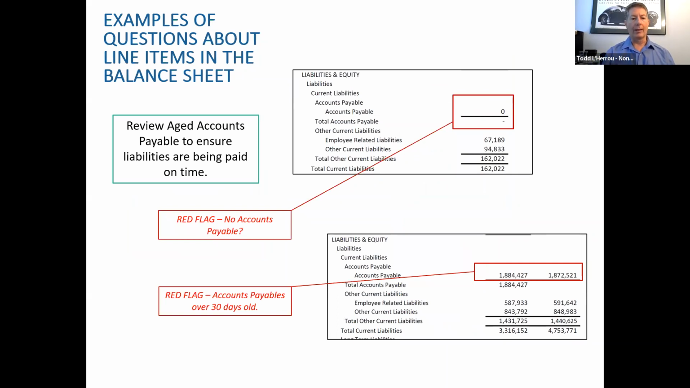What else might you want to pay attention to? Sometimes you'll see a balance sheet where there's no accounts payable. So liabilities is saying, hey, we don't owe anything. That's very, very rare that there isn't a bill that's come in that has not reached the point of payment yet. It's very common for that to happen.